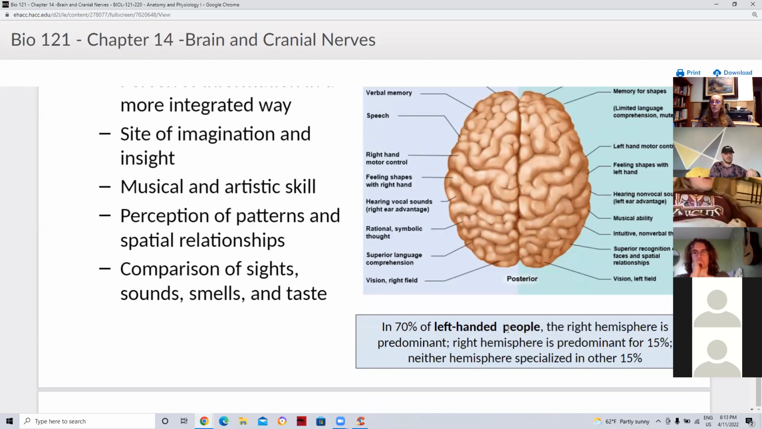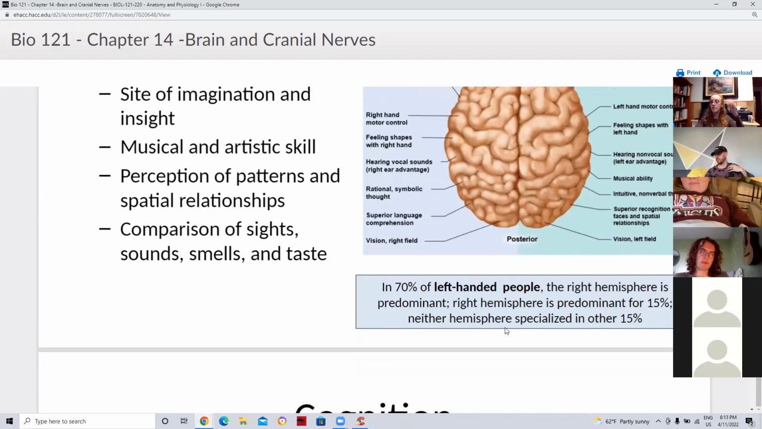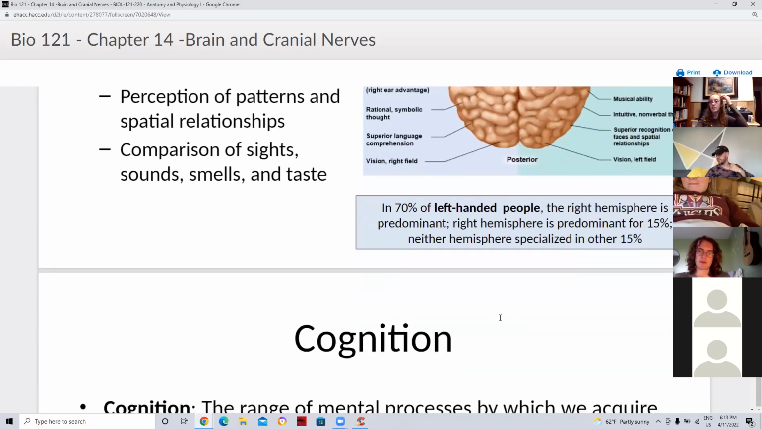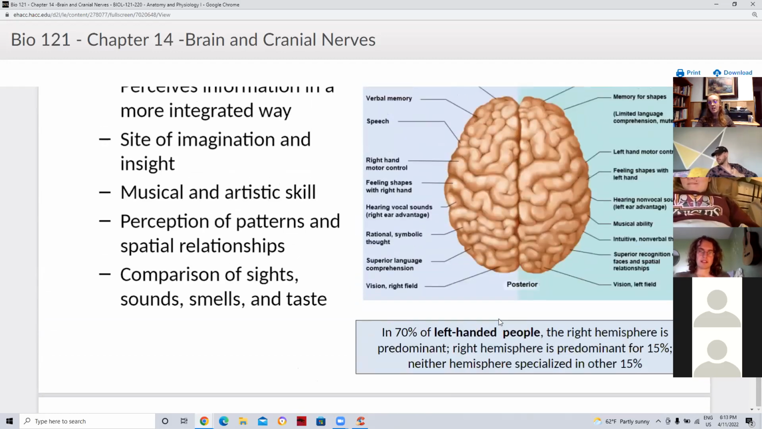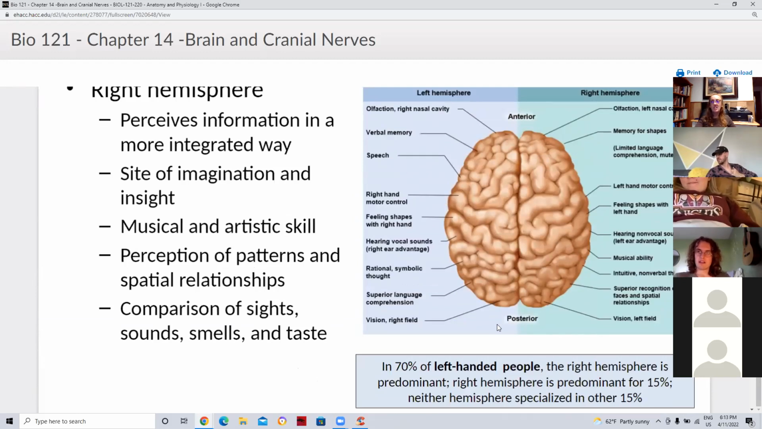Okay, in 70% of left-handed people, the right hemisphere is predominant. In an additional 15%, the left hemisphere is predominant. And in the other 15%, it's not specialized one way or another. What does predominant mean in that sense? It means that it tends to be the overriding factor.